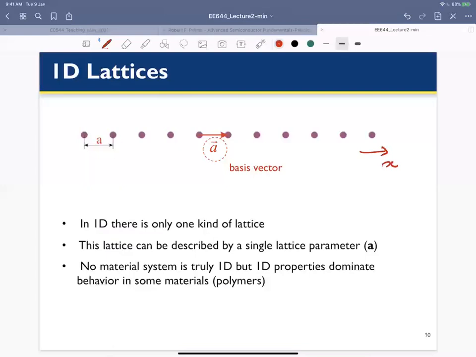This 1D lattice is mostly described by a single lattice parameter. What do you want to know? You just want to know the distance between these two atoms or two points. If you know the distance between two points, you could make a 1D lattice. You just put the points separated by this distance, and you'll get the 1D lattice. Unfortunately, there is no 1D material, at least till today. But in future, maybe somebody will come up with a 1D material, right?